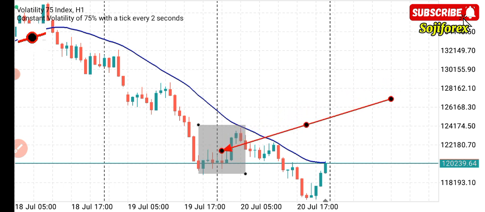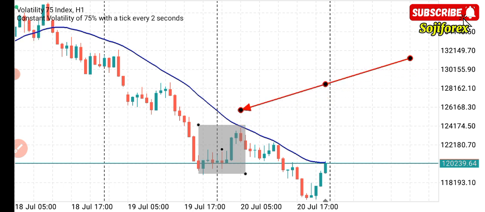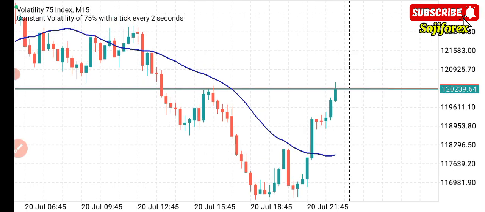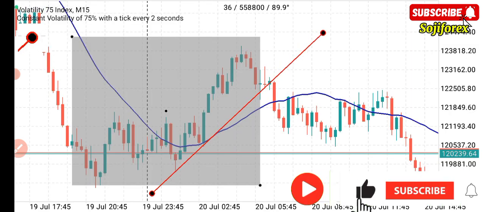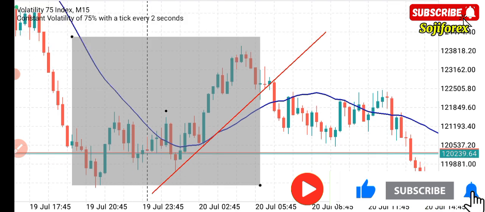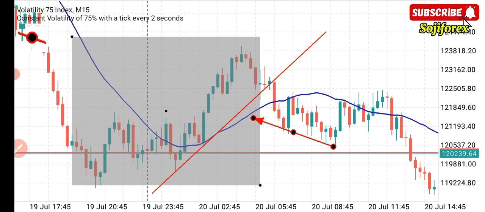How do we make our entry? Immediately we see price pulling back to the moving average on our H1, we will move down to our 15 minutes. This is the shaded portion where we have that price pulling back. So we'll put our trend line and mark the movement of that price. So this is the pullback we saw on a H1 time frame. So come here now, we mark that movement on our lower time frame, which is the 15 minutes.